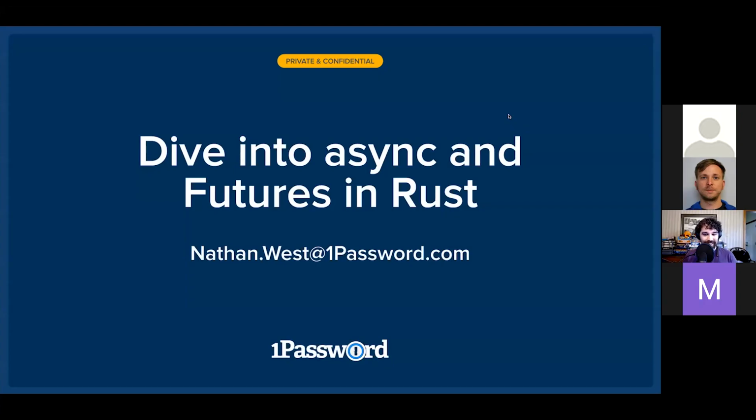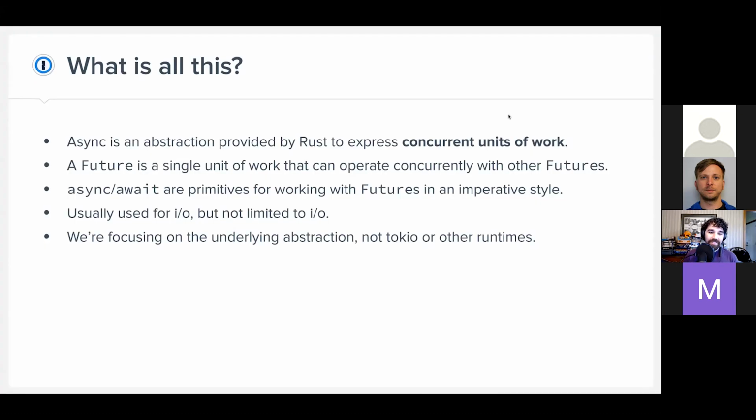Today, we're going to be talking about async and futures in Rust. So what is all this? What is async and futures in Rust? What is the point? When you boil it all down, async in Rust is an abstraction that it provides to express concurrent units of work. So we're talking about units of work that can operate at the same time as each other.